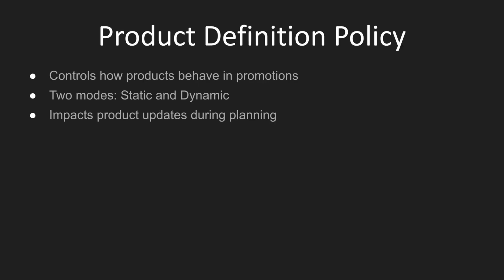Product definition policy. The product definition policy determines how products behave within the promotion. There are two modes: static and dynamic. This configuration determines whether the promotion product list remains fixed or changes automatically based on product availability.